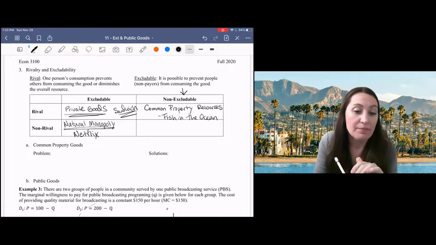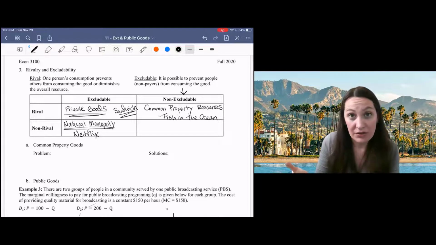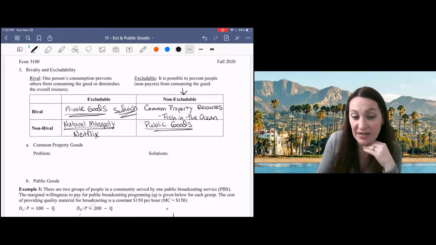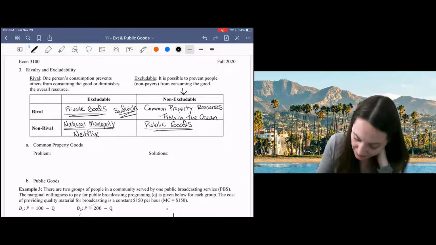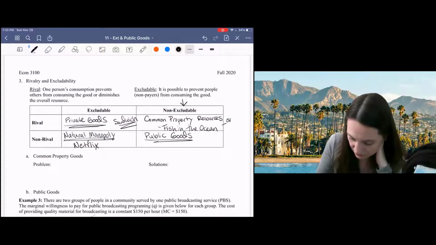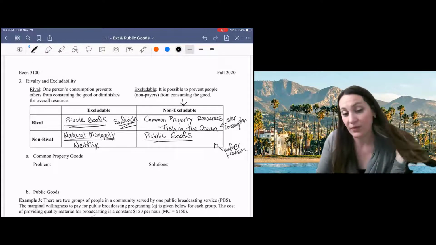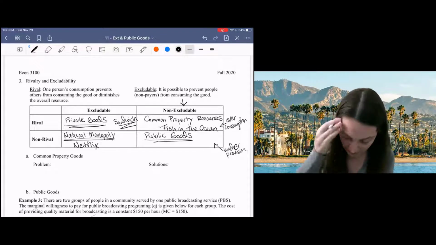And then if we think about non-excludable, non-rival goods, these are what we call public goods. These goods tend to be under-provided by the market. So here we get over-consumption, and here we get under-provision. The supply will be lower than is socially optimal. Okay, and we'll explore why in the next video.